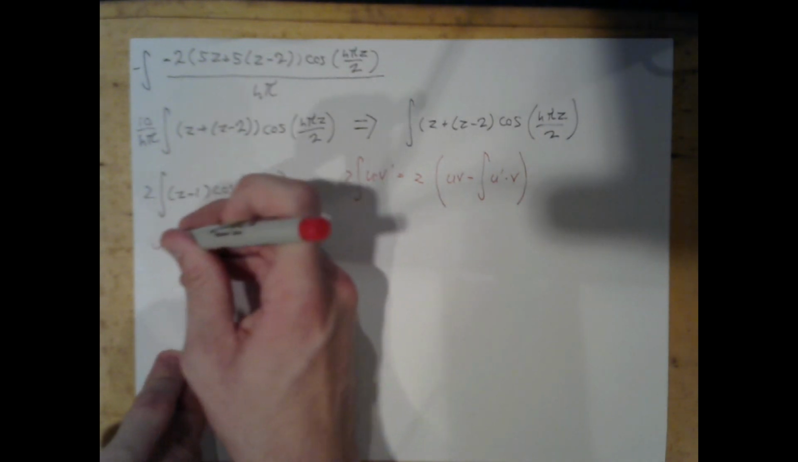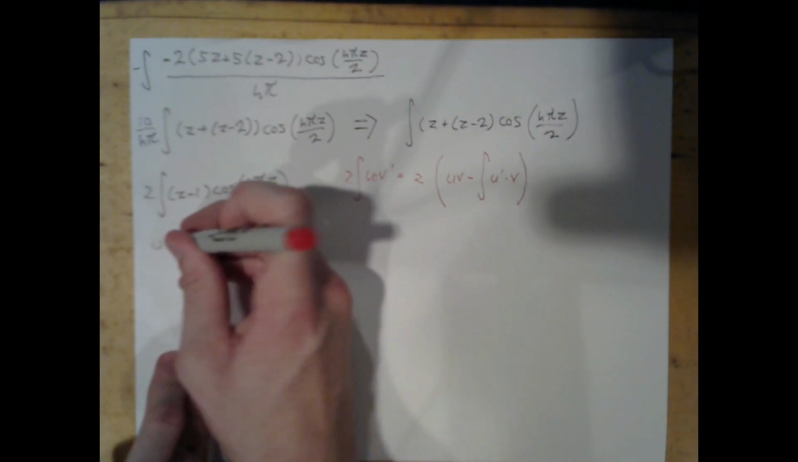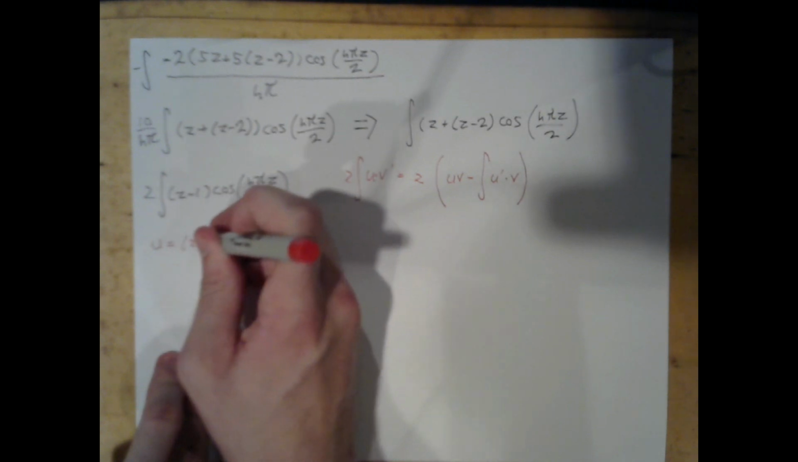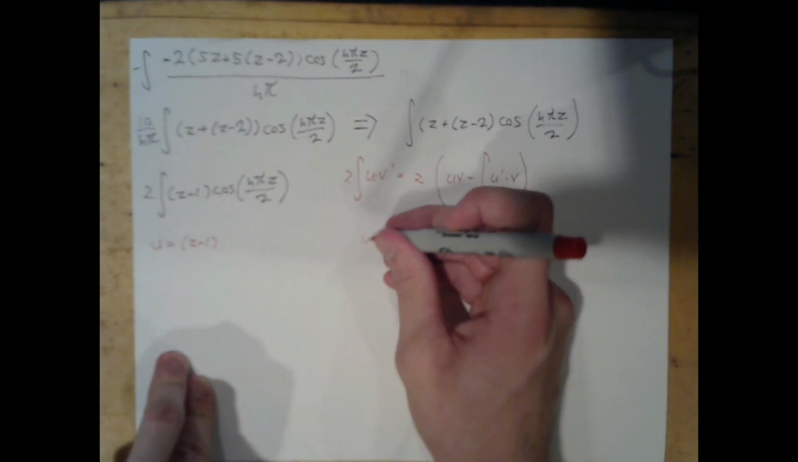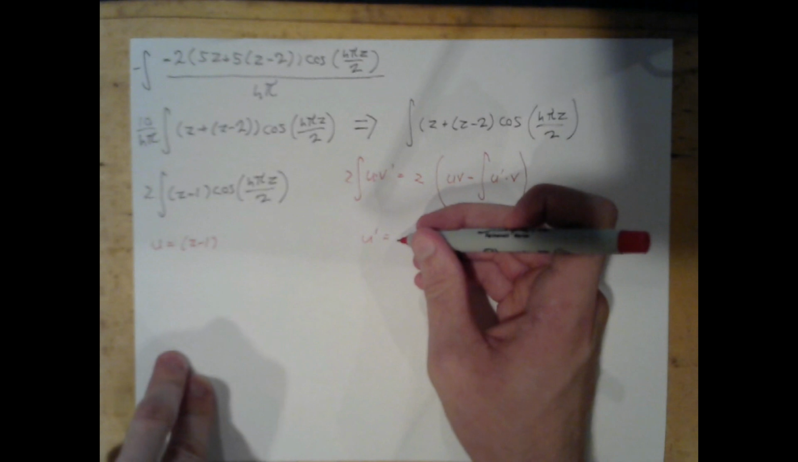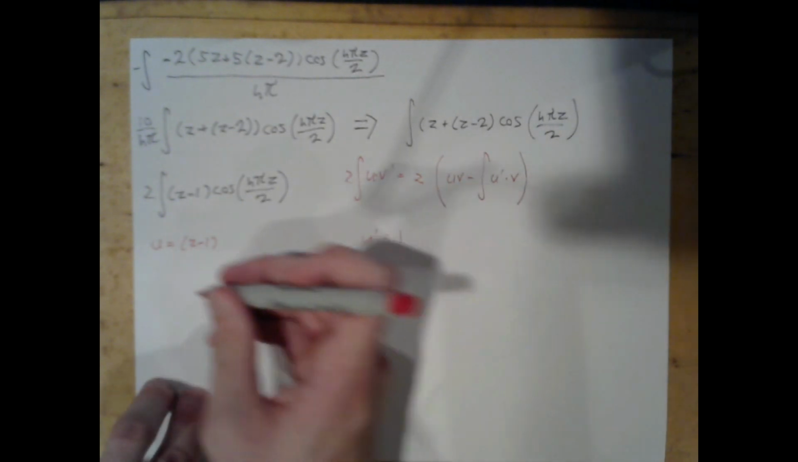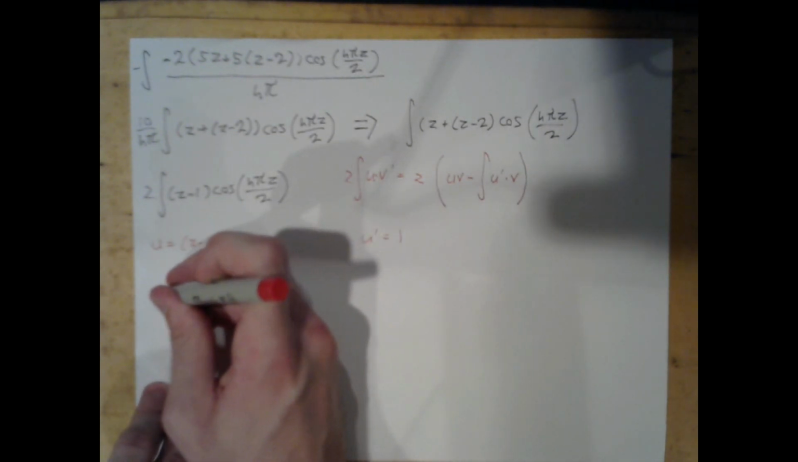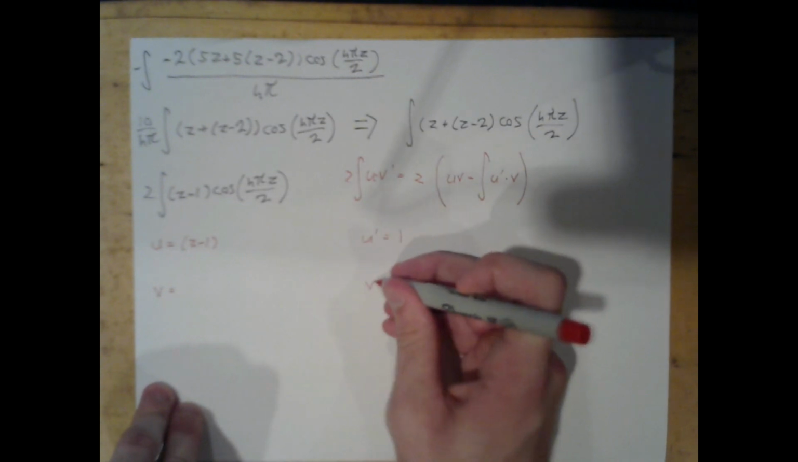This could get a little confusing, but don't worry, it'll all come back together. U equals z minus 1. We're going to say u prime. We don't have to do anything this time. This is just 1. U prime's just 1. How great. Okay, v and v prime.